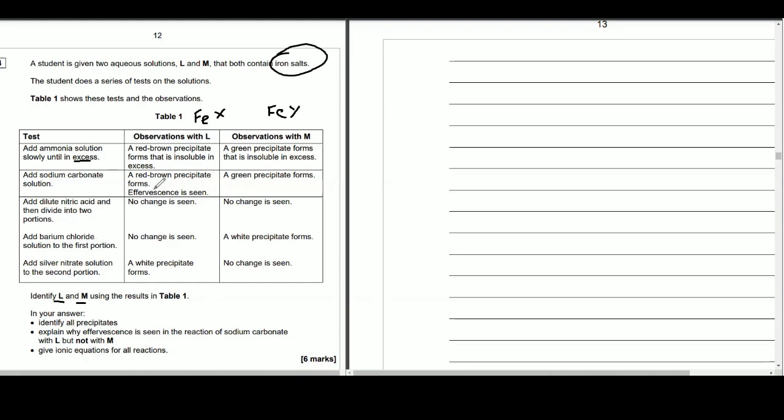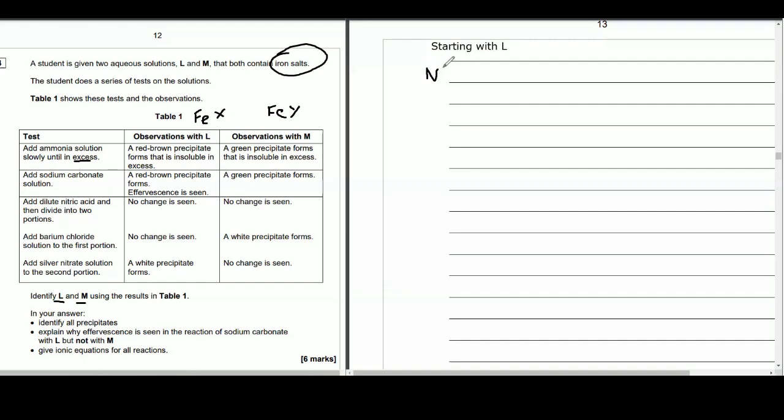And then the answer to the question needs to be broken down into: identify all the precipitates formed in these tests. That's going to pick you up some marks. Explain why gas or effervescence was given off with L but not with M, and then give the ionic equation for all the reactions. So I'm going to start with L and go through all the tests in the column labeled observations with L and try and explain those.